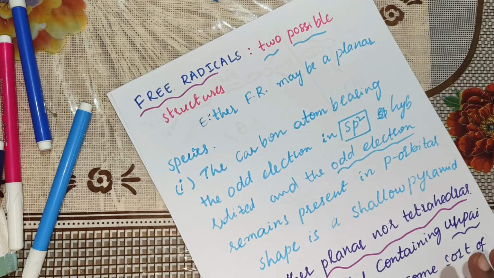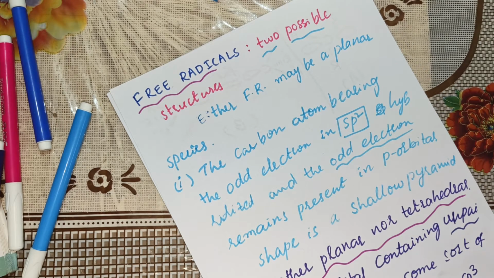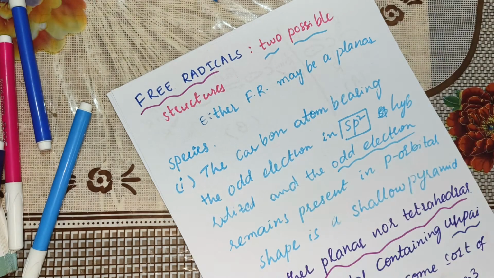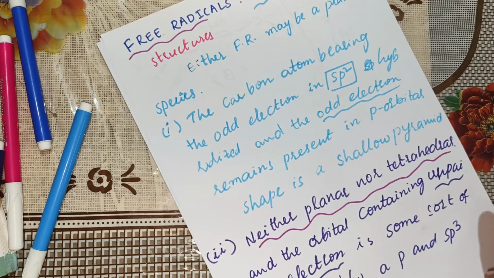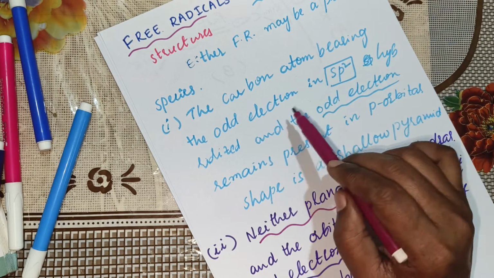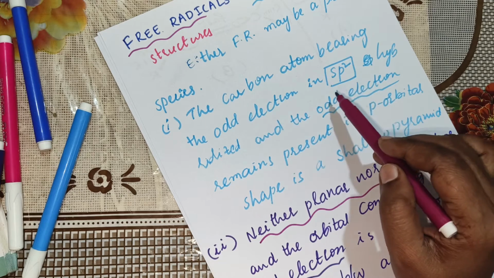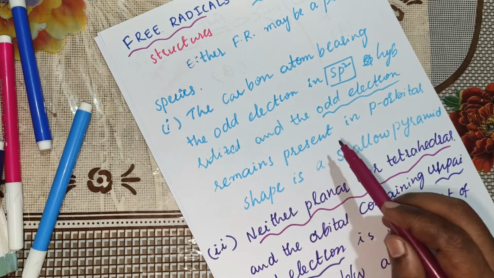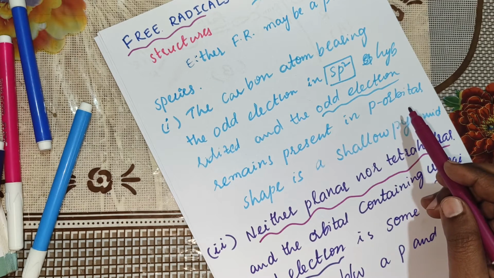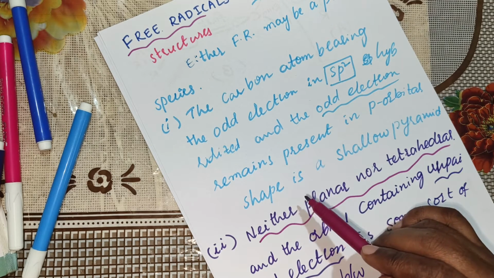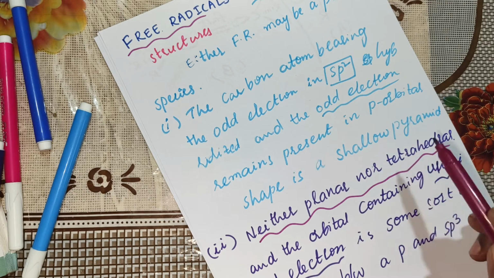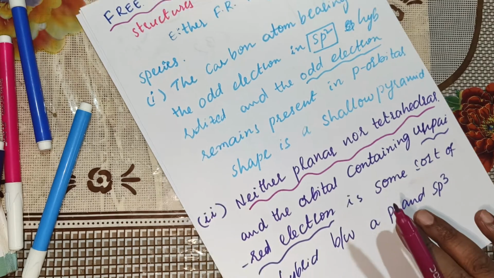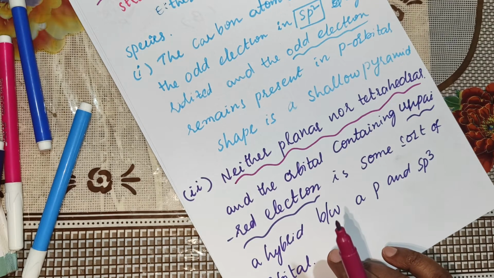Free radical may be a planar species. You can see here it's a planar species. The first one: the carbon atom bearing the odd electron is sp2 hybridized, and the odd electron remains present in a p orbital. It looks like a shallow pyramid, we can say here. This is the first type of structure.